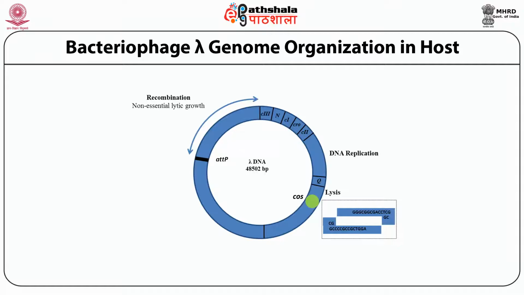This is the circular form of lambda in the host cell. After entering the host cell, it gets circularized so that lambda can start replication in a rolling circle manner. Here in the figure, the cos site can be shown with its complementary sequence.